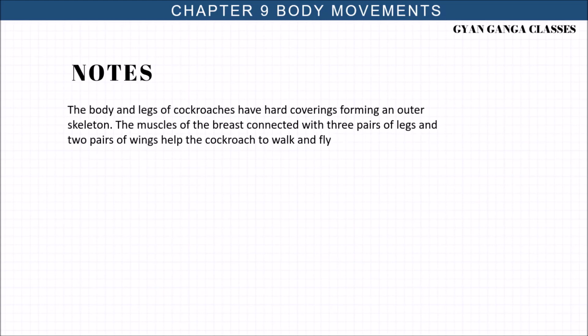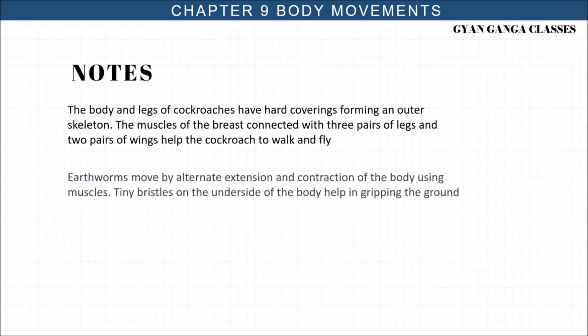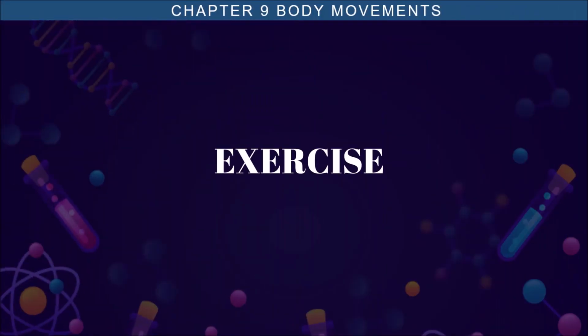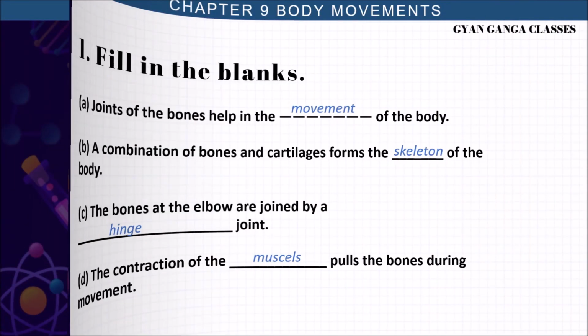The body and legs of the cockroach have a hard covering, forming an outer skeleton. The muscles of the breast connected with the legs, 3 pairs of legs and 2 pairs of wings help the cockroach walk and fly. Earthworms move by alternate extension and contraction of the body using muscles. Tiny bristles on the underside of the body help to grip the ground. Snails move with the help of a muscular foot.